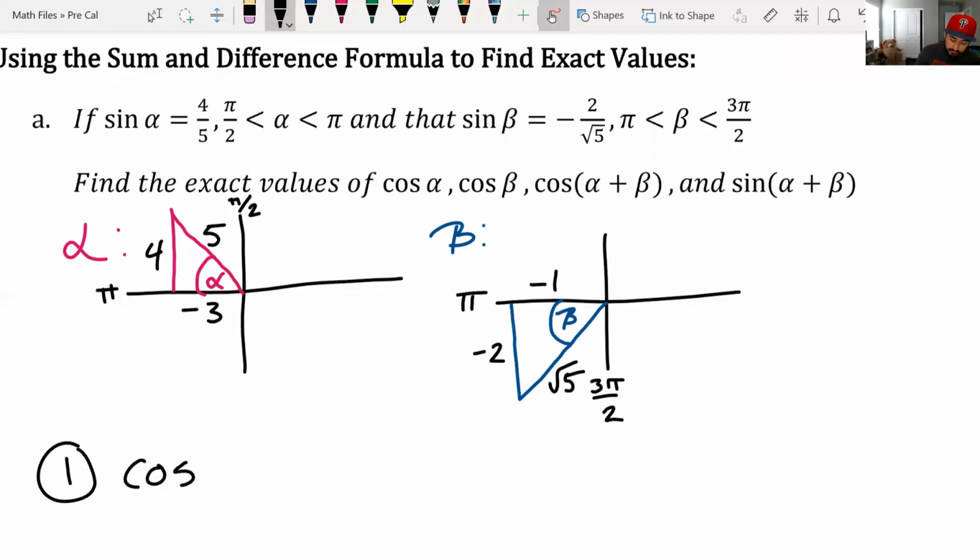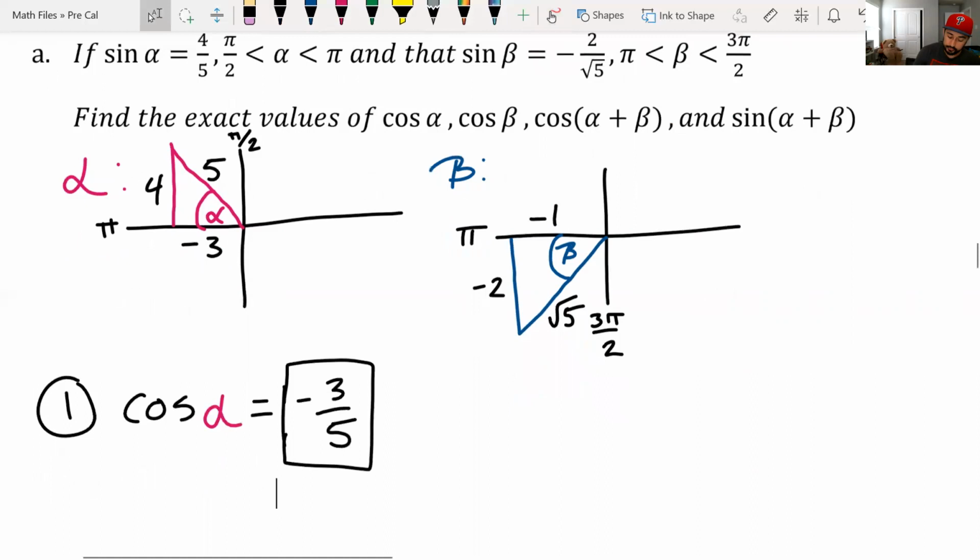Cosine of alpha. And I'll put it in red or maroon, whatever this is, just to show you which one we are accessing, which triangle we should use. So cosine of angle alpha uses this triangle. So cosine of alpha would be negative 3/5. So cosine alpha would be negative 3/5.